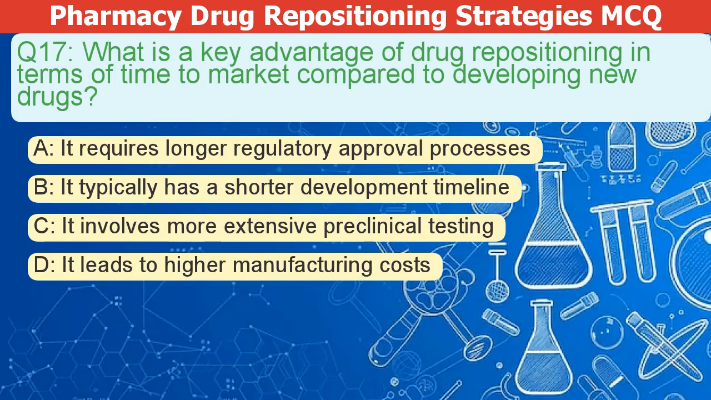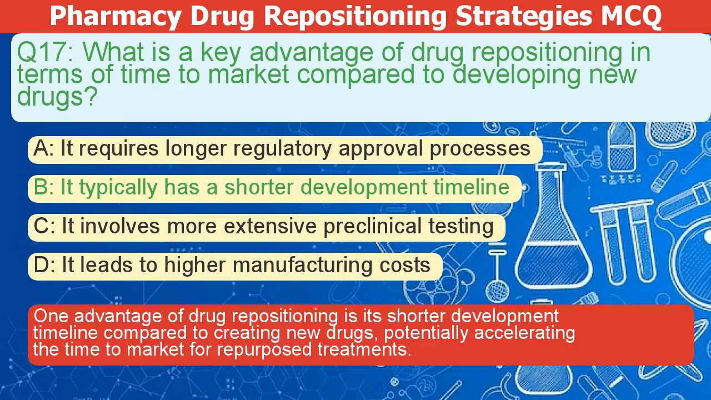What is a key advantage of drug repositioning in terms of time to market compared to developing new drugs? A. It requires longer regulatory approval processes. B. It typically has a shorter development timeline. C. It involves more extensive preclinical testing. D. It leads to higher manufacturing costs. The correct answer is B.